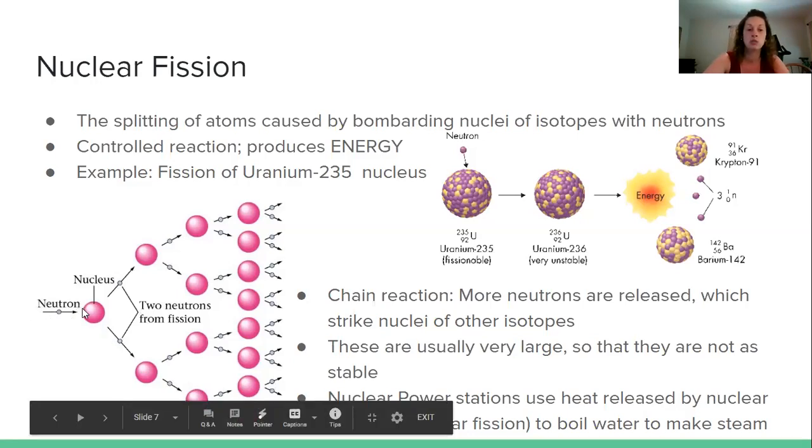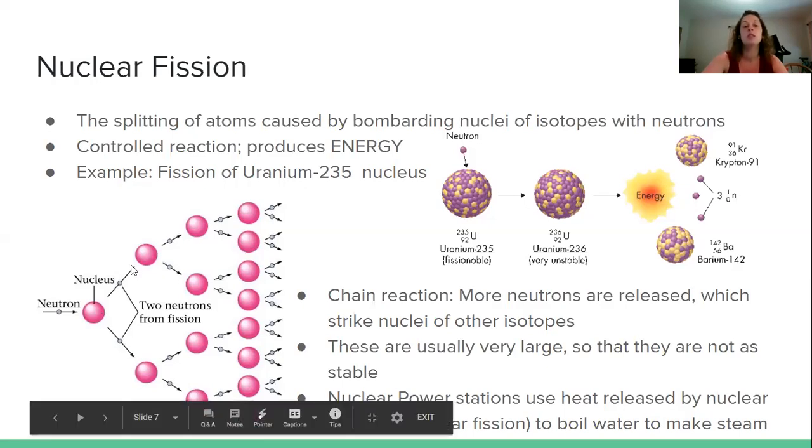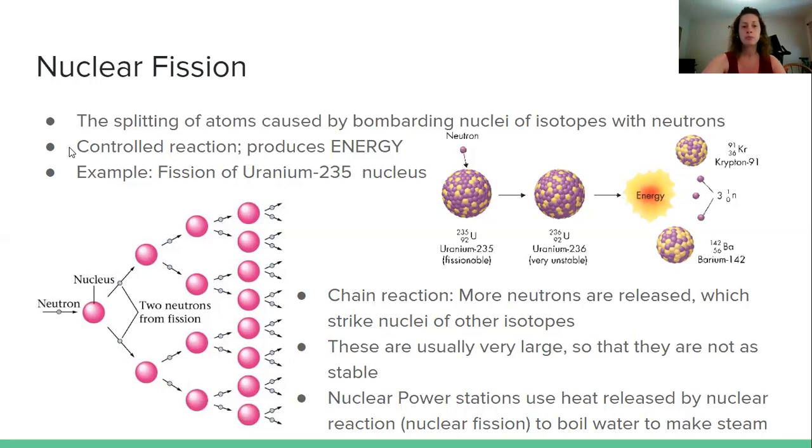So the neutron strikes one nucleus. That nucleus, when it splits, also gives off neutrons from fission. Those then strike other nuclei, and then it continues, and it gets really big really fast. So it's important to control the reaction. When we use nuclear fission, we have different methods to control it so that we can produce energy without producing too much energy, so it's unsafe.